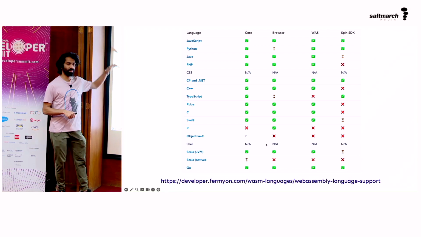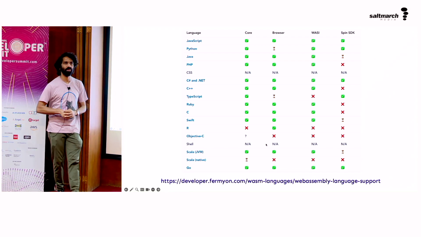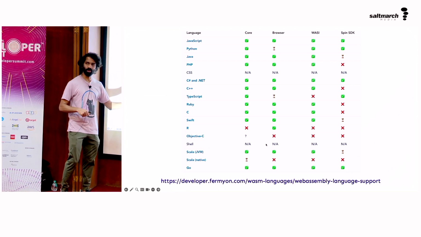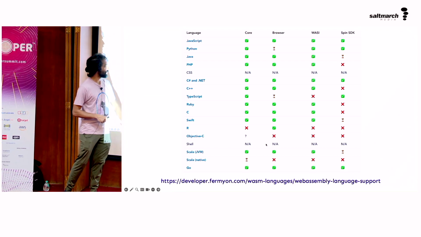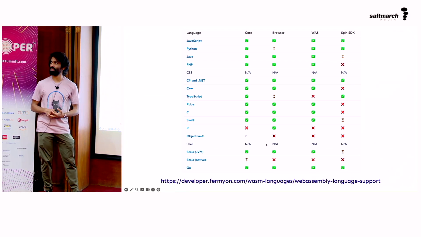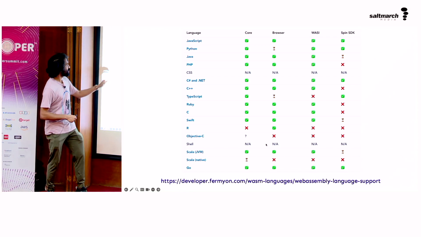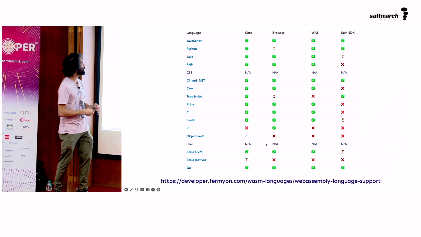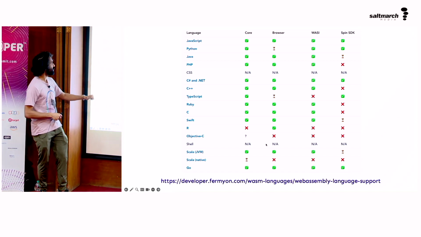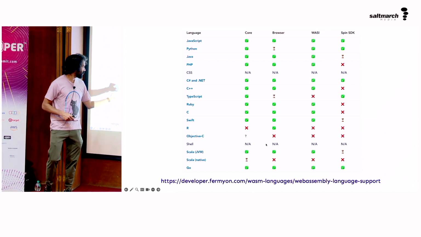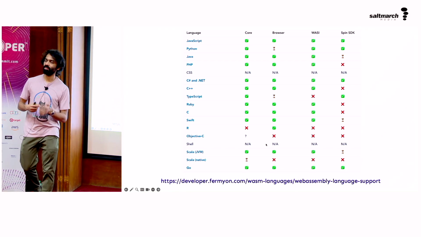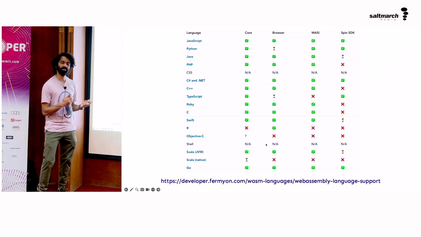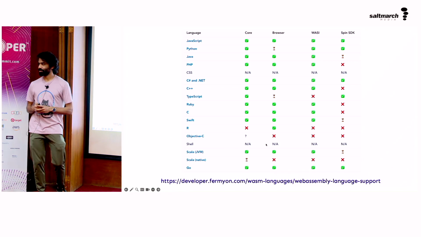So these are RedMonk's list of top 20 programming languages worldwide. And you can see the support for the core browser, WASI, which is to run on the server side, and so on. Right? Of course, languages such as CSS and Shell don't count. I mean, they are meant for different things. But you can see with JavaScript, Python, C, C++, even Swift, there is pretty good support to write in WebAssembly.